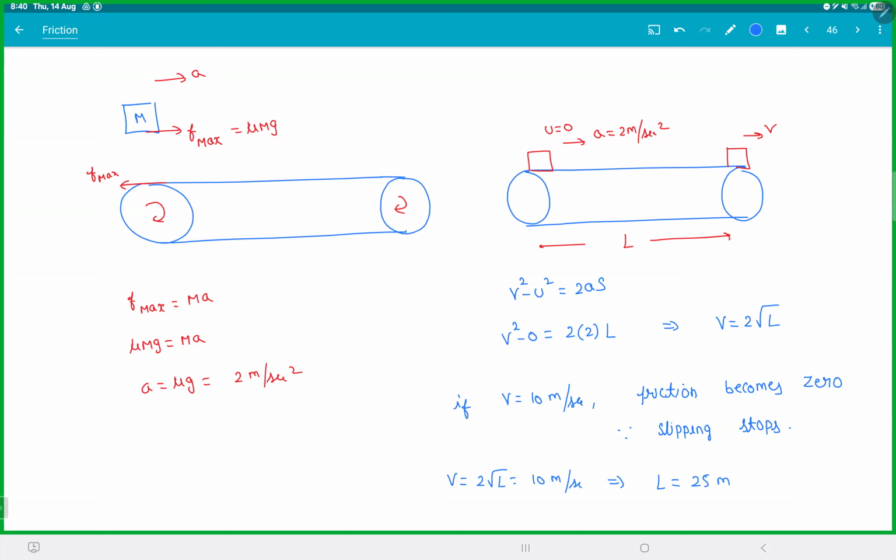All clear why the block will stop, friction will stop acting after 25 meters. Once the speed of the block and the conveyor belt becomes equal, the slipping has stopped. If both have the same velocity, there is no relative motion. There is no need for friction to come. Clear with this?